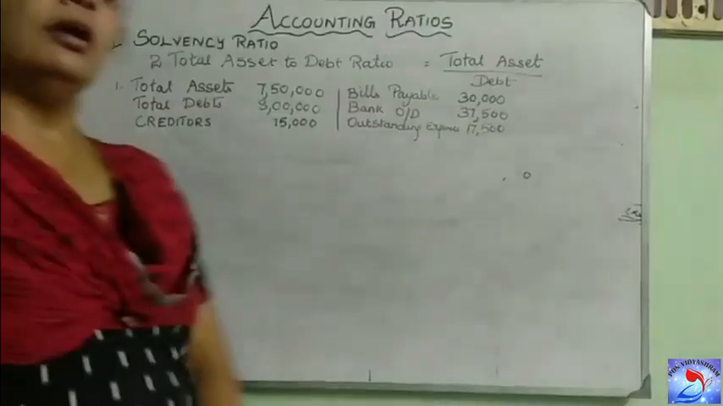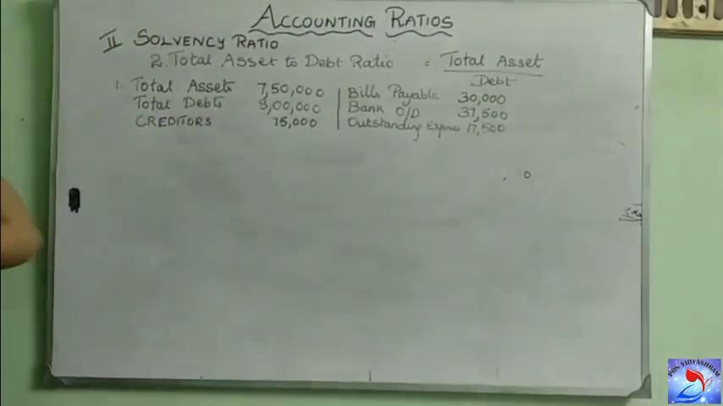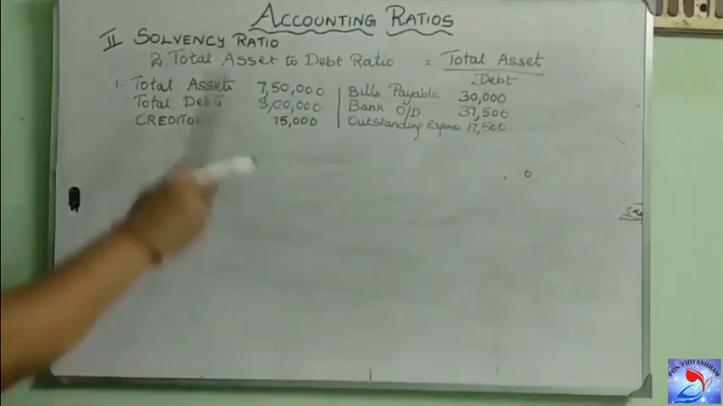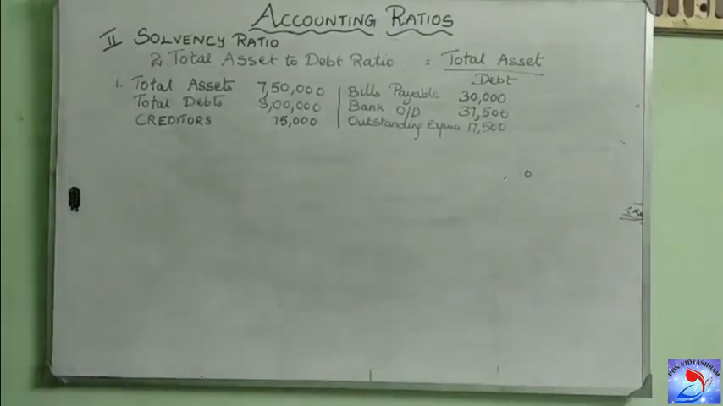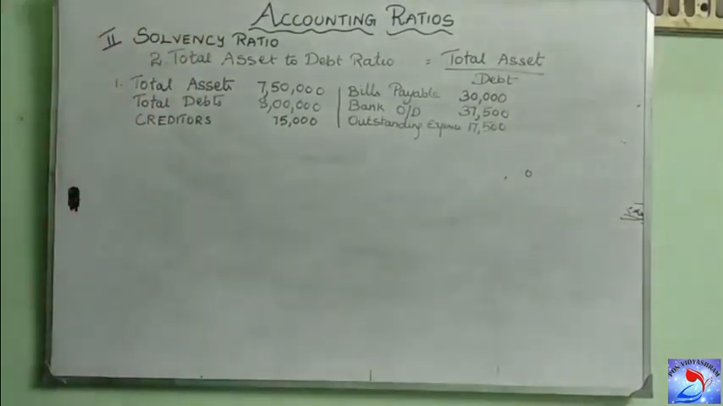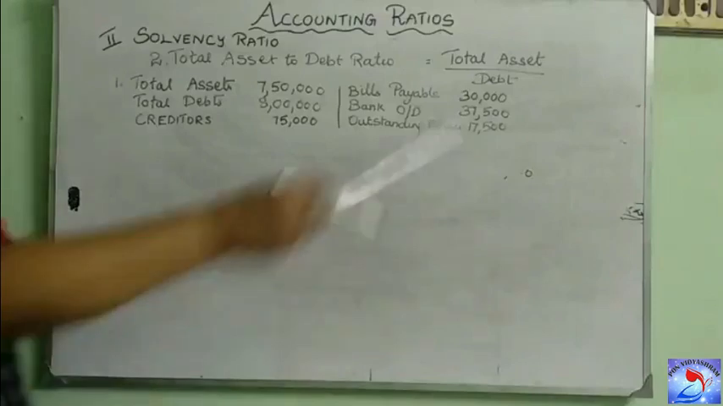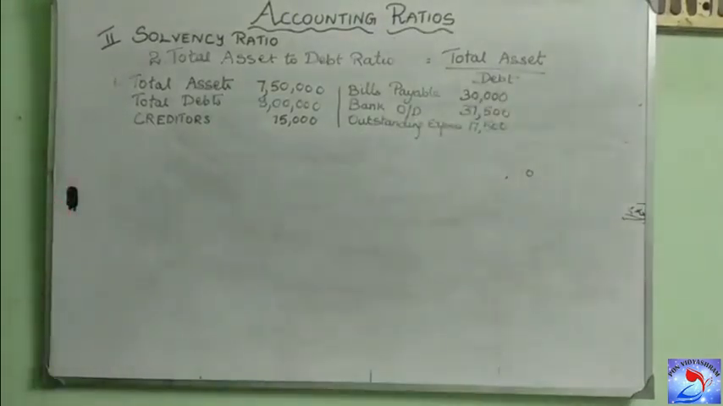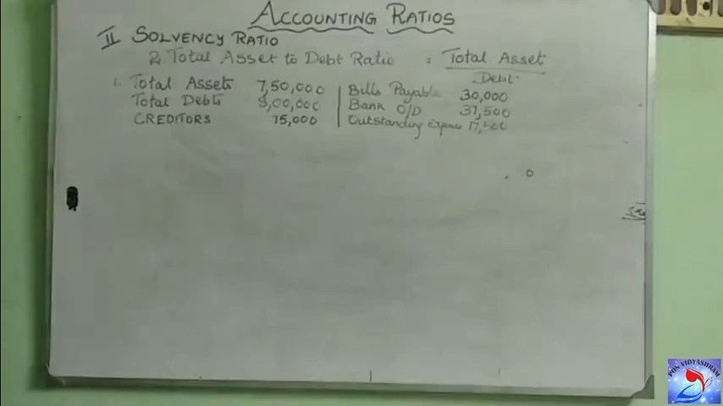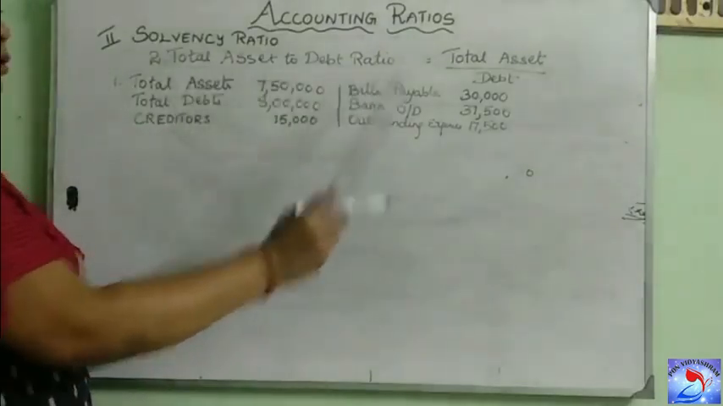ratio. Now we are going to see the second ratio in solvency ratio, that is total asset to debt ratio. See, total asset to debt ratio is also a very easy ratio. The formula for that is total asset by debt. What is total asset? Asset, as I have already said, is non-current asset plus the current asset. Debt we have already seen, that is long-term liability, that is your long-term provision and long-term borrowing will give you the debt.